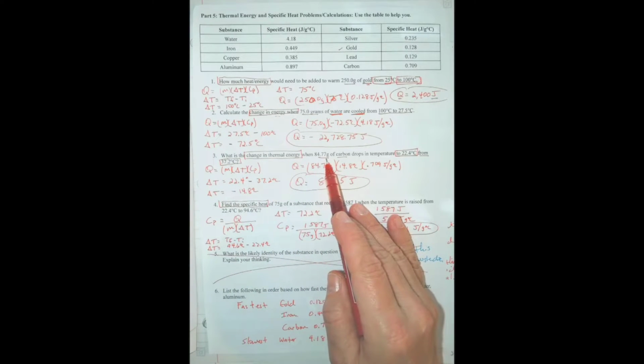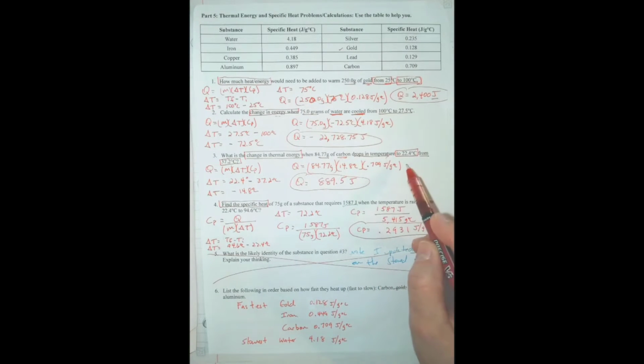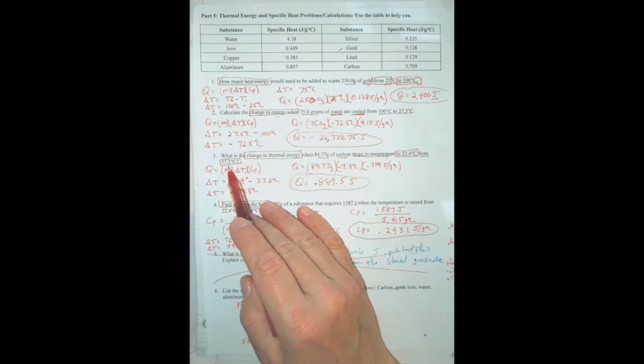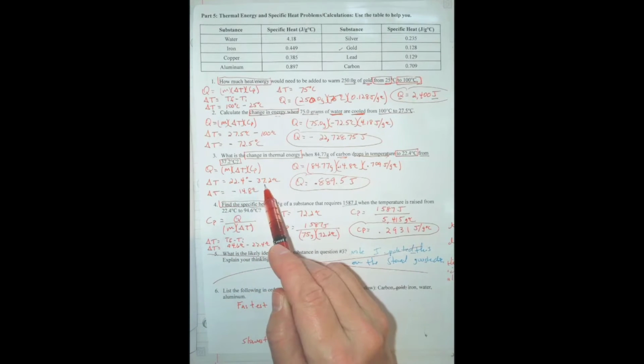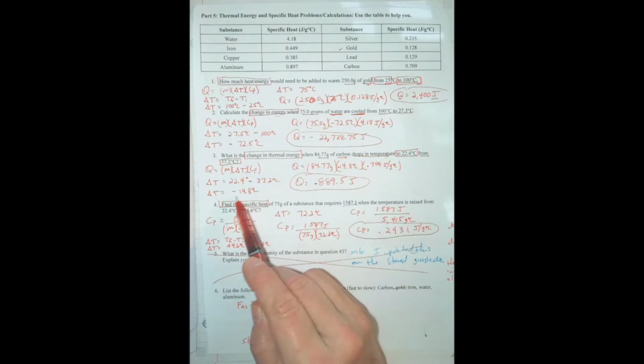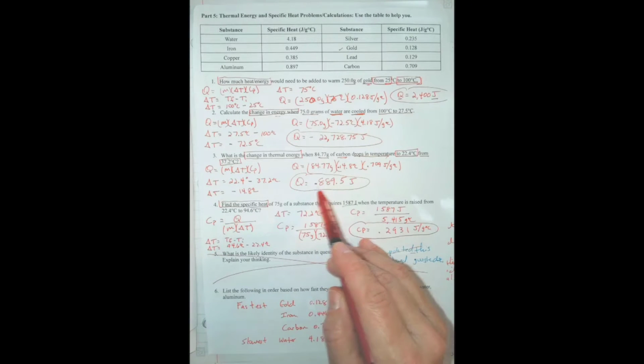Number 3. What is the change in thermal energy when 84.77 grams of carbon, that's important, drops in temperature, so we're cooling again. Oops, I forgot to put my negative in. Watch out for that. Carbon drops in temperature to 22.4 degrees Celsius from 37.2 degrees Celsius. So again, when I go through my process, change in temperature is 22.4 minus 37.2, which means I have a negative 14.8. I plug in my numbers there, and I end up with a Q of negative 88.95 joules.